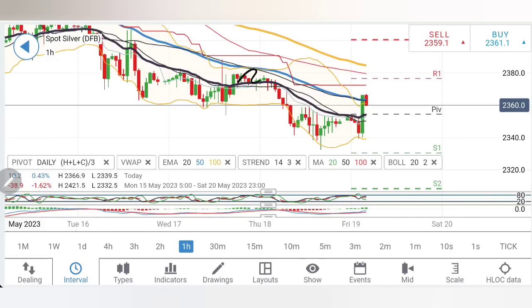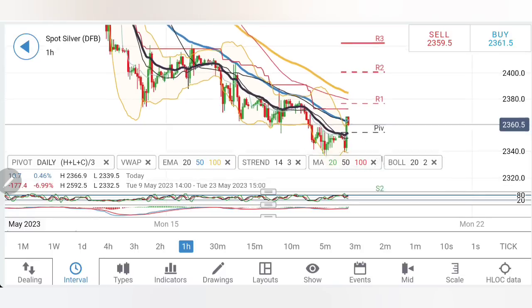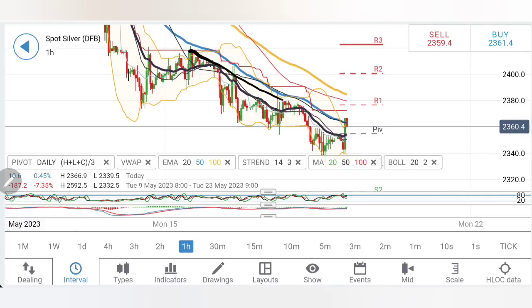Now see, silver here on the hourly charts has seen a massive bullish candle, a single candle. It is trying to retrace a little on the downside after the good bullish candle. Now if you look at the charts here, silver on the hourly charts, you can still see the spikes there, you can still see the downside there.